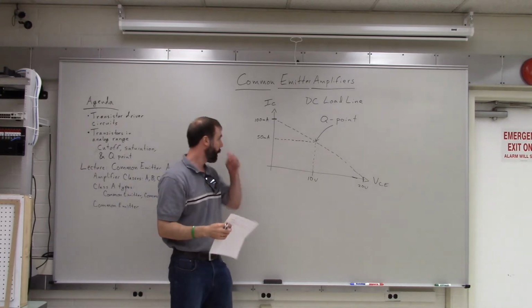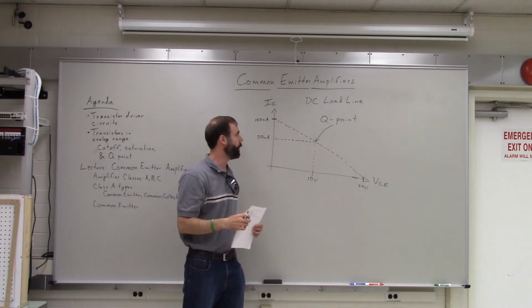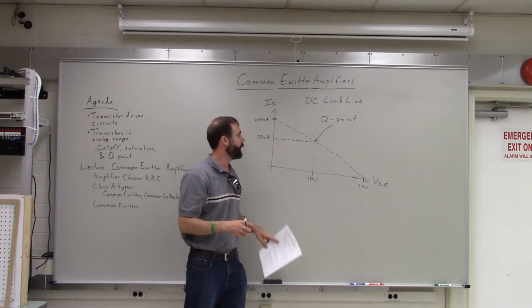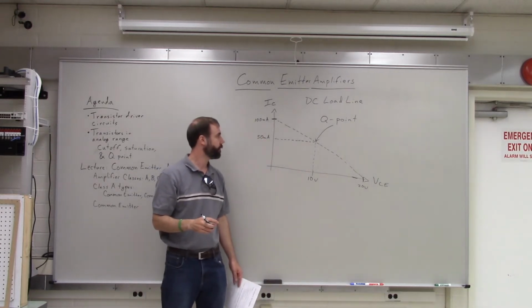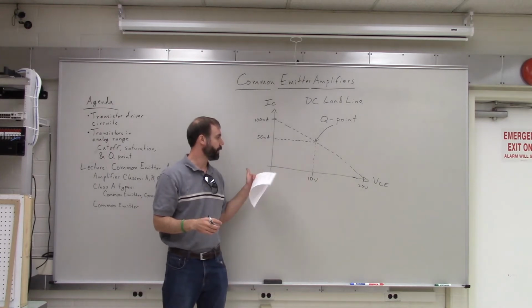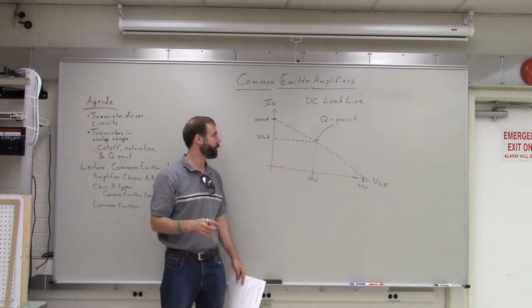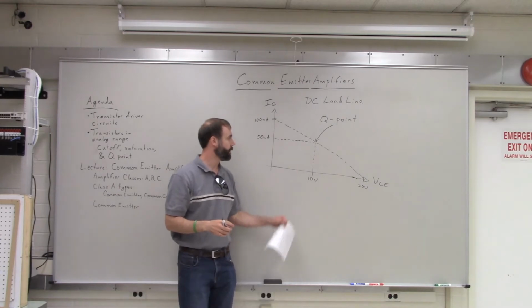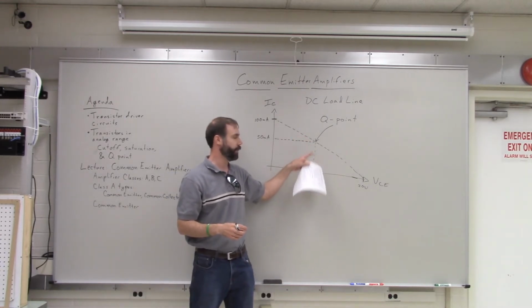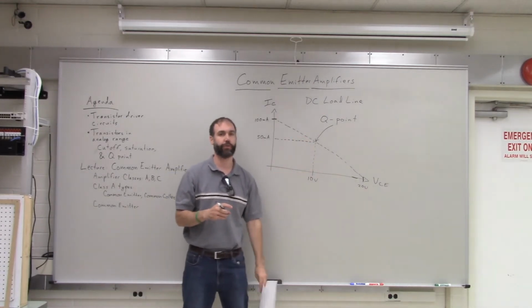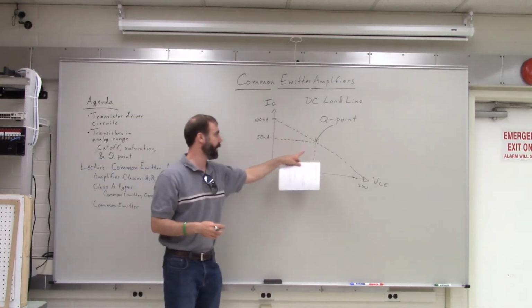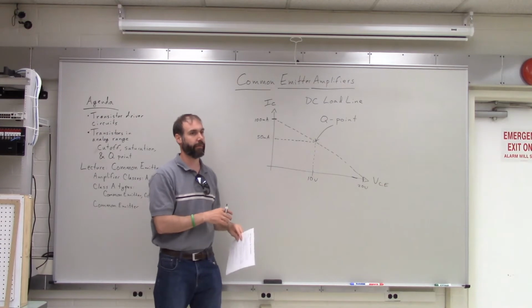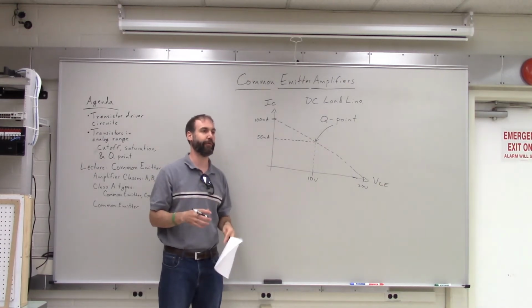So we call it a Q point. Q stands for quiescent. We'll see a little bit more about that today, but basically this is what the circuit is doing when there's no extra input signal. So if we're talking about an amplifier, this is what would be happening in the circuit when no signal was being amplified.